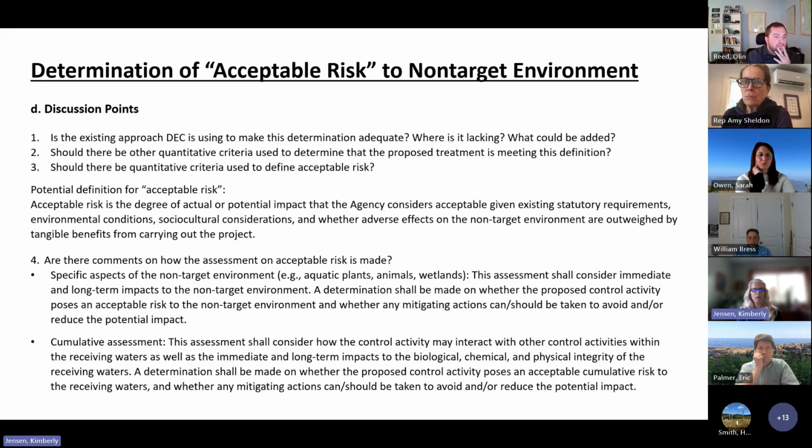So I'd like to ask the other members that are kind of silent, what do you feel about the determination that we're making? Where is it lacking? What could be added? And this is the potential definition that was raised by the pre-rulemaking group. Does anyone have anything else to comment on with these?